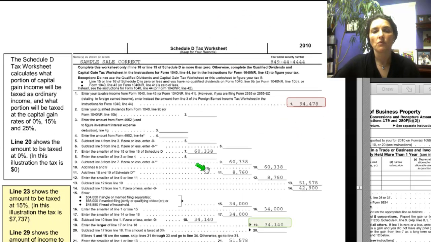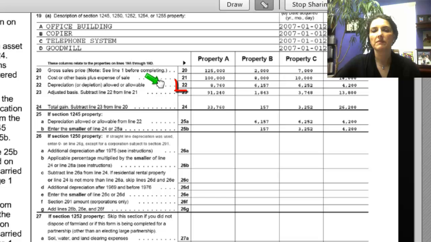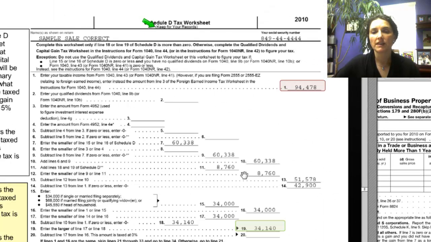It then asks, what is the amount shown on lines 18 and 19 of Schedule D? Well, that is the Section 1250 gain recapture or recovery. That is this amount right here from line 22 on the sale of the commercial building, $8,760 of depreciation recovery. So remember, depreciation has a maximum rate of 25%. So we enter that recovery of depreciation on the sale of the commercial building right here on line 11.